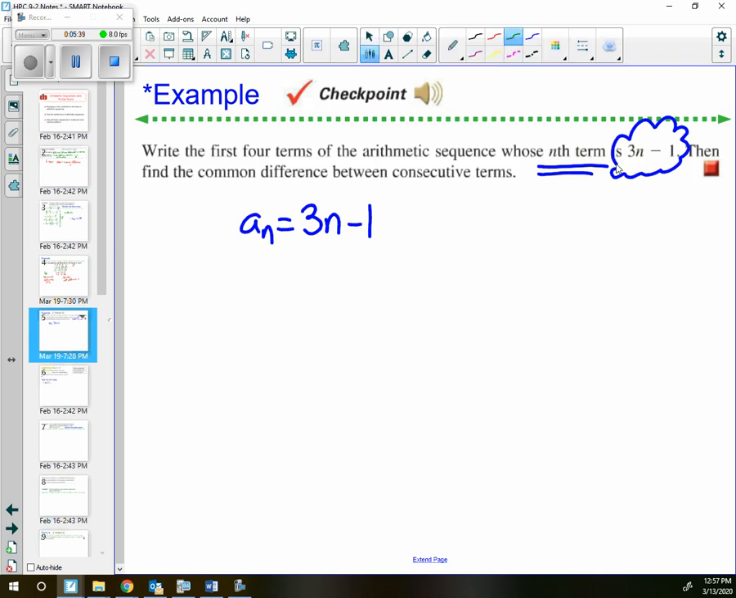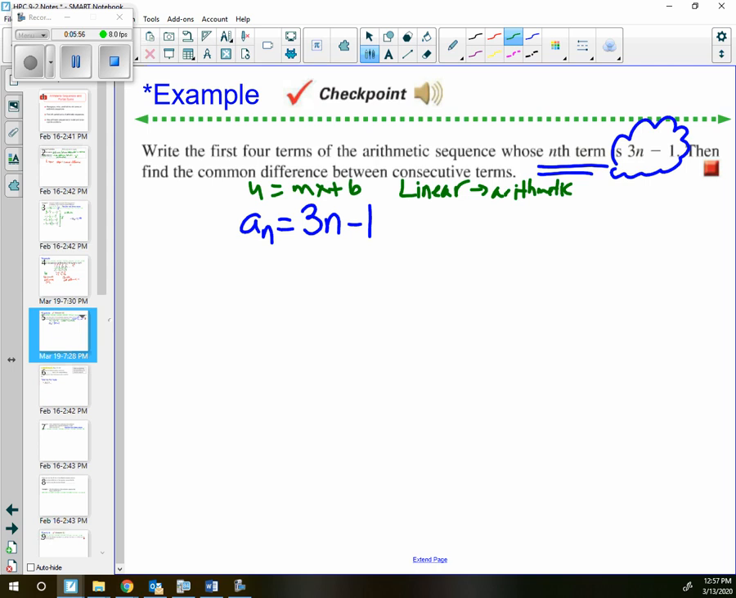Well, take a look. This is that y equals mx plus b format. This is a linear equation. So as soon as you see a linear equation, we know that that means it's going to be arithmetic. So look for that. That's a really important idea to connect. Linear is arithmetic. They are the same kind of rule.